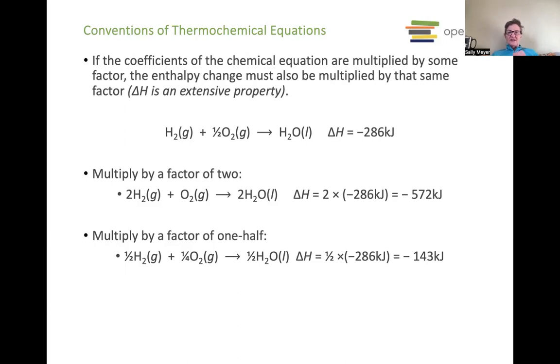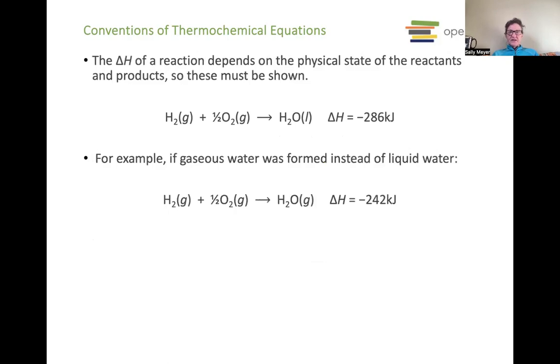And so if you start out with 1, change it to 2, you're going to multiply by 2. But if you start out with 1 and change it to 1/2 for the hydrogen, you're going to have to multiply by 1/2. So the delta H of a reaction depends on the physical state of the reactants and products.